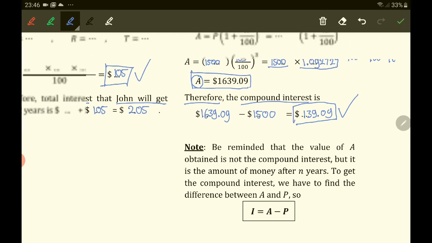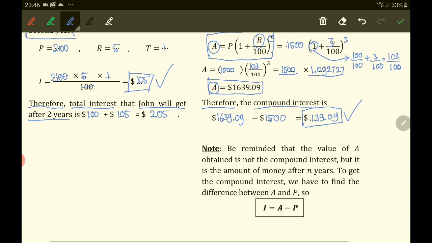Once more, to be reminded, A is not the compound interest, but the amount of money after n years, the total amount of money. To get the compound interest, we have to find the difference between A, the total money, and the principal. So you subtract the principal from A, the total money, and you get the interest.